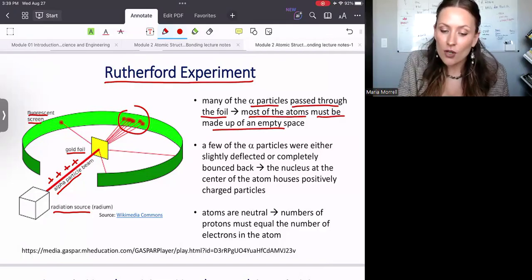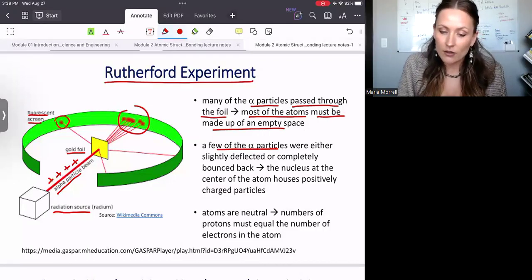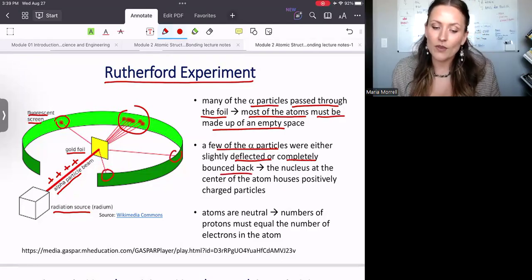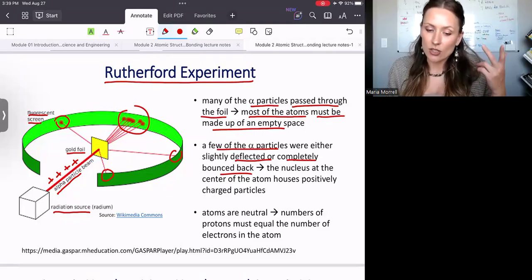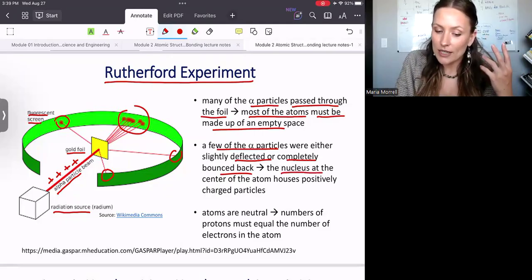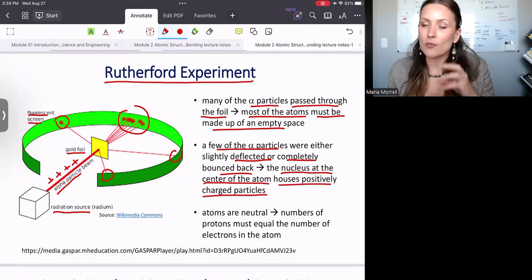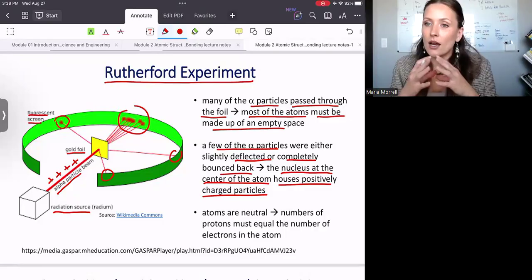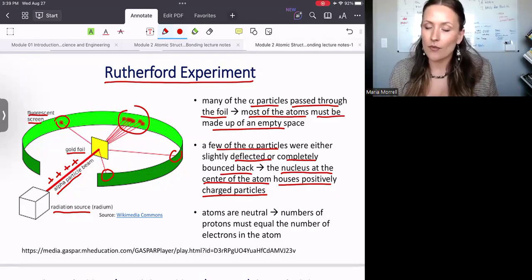Then a few of the alpha particles were either slightly deflected or completely bounced back. That tells us, and keep in mind that the alpha particle is positively charged, that the nucleus at the center of the atom houses positively charged particles. Keep in mind that like charges tend to repel, and this is why we see the deflection or the alpha particle bouncing back.